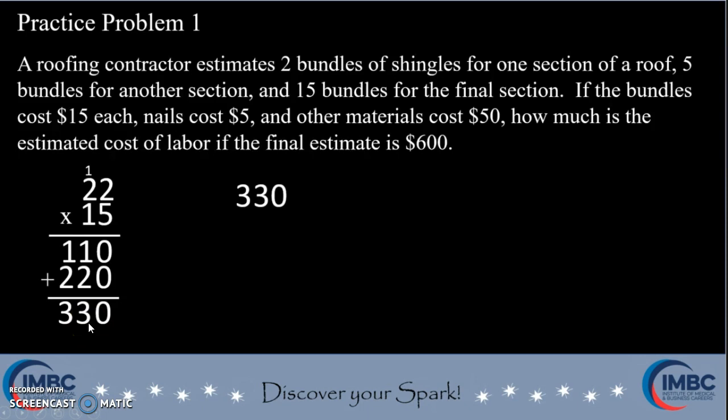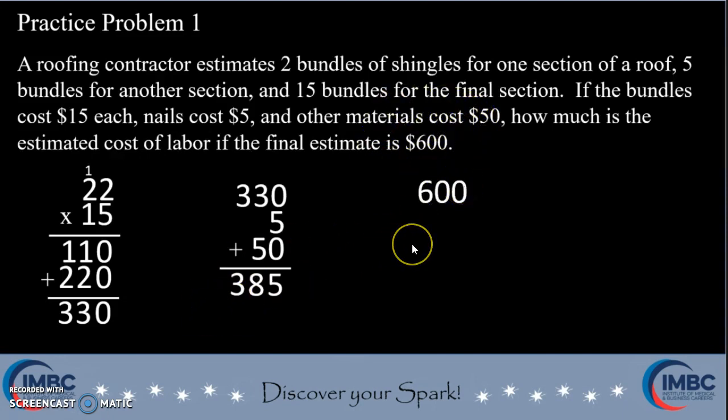Now we're going to add to that the cost of the nails. Again, $5. The other materials, $50. We're going to add that up. 5. 3 plus 5 is 8. Bring down the 3, $385 for the cost of the materials. So we know the total cost of materials, and we know the final estimate, $600. We're going to subtract the $385 from the $600, and we should arrive at the cost of labor.